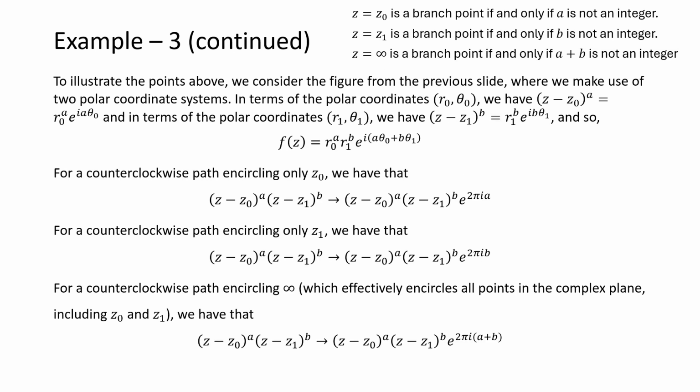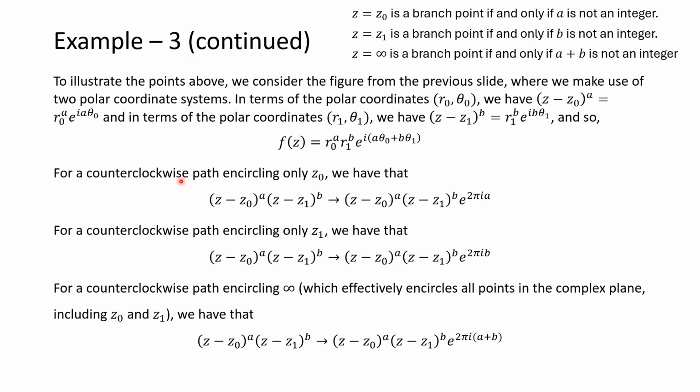So let's continue with our example. We want to prove these three statements here. From the last slide, we showed that (z − z₀)^a equals this expression in terms of the r₀, θ₀ coordinate system, and then we did the same for (z − z₁)^b. We had this expression. So in terms of the two coordinate systems, we can multiply these together, and we get our original function f(z) equals this expression here.